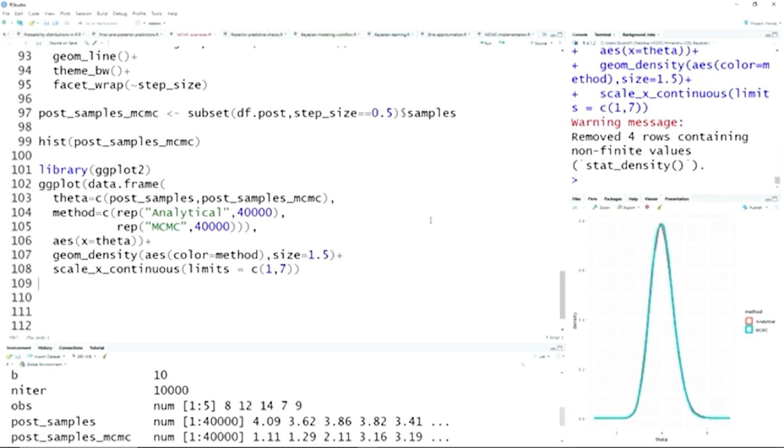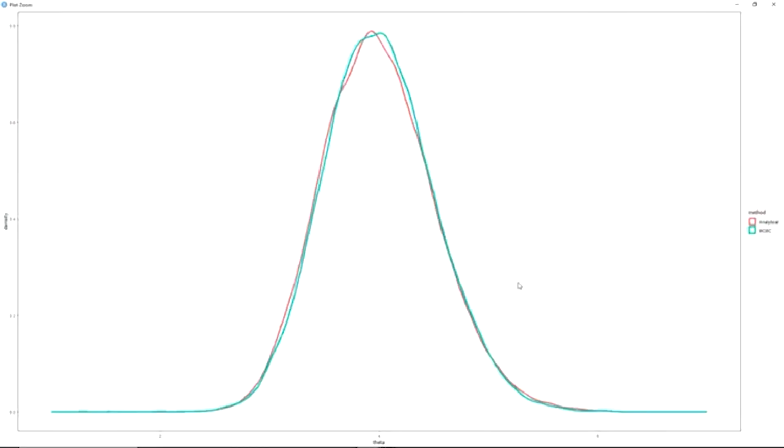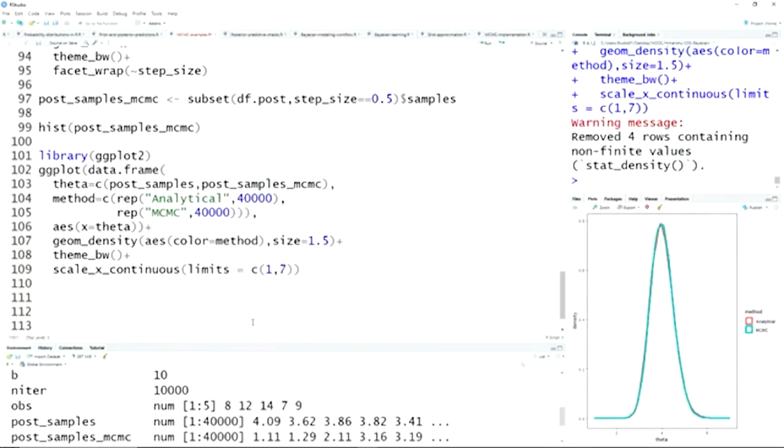Okay, so here this graph compares the analytical posterior and the MCMC posterior. So this looks really good. Posterior recovery looks really good with the Markov chain Monte Carlo sampler. Okay, so the red one is the analytically derived posterior and the blue one is the MCMC posterior. But I think it can still be made better.